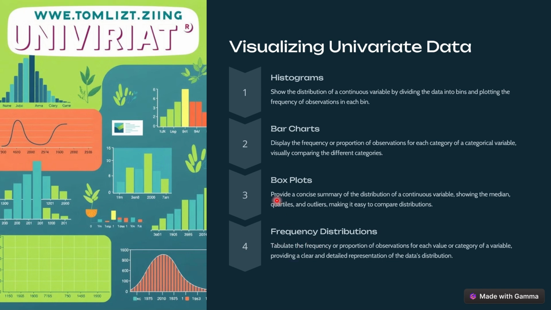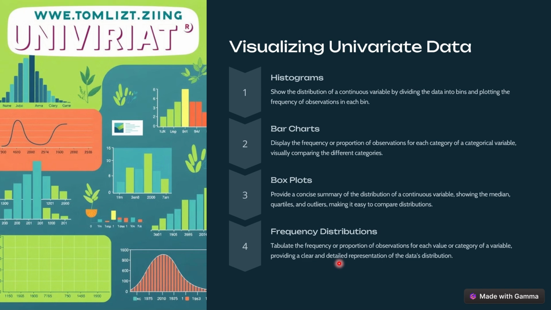Third is box plot. A box plot provides a summary of a dataset using five key numbers: the minimum, first quartile, median, third quartile, and maximum. It also highlights outliers, those data points that fall far outside the expected range. Box plots are very good for comparing distributions between different groups or variables.